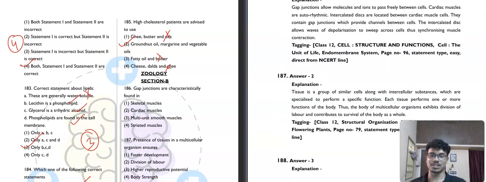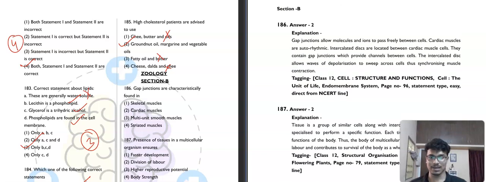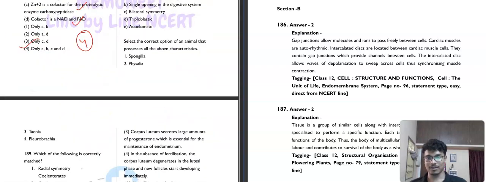It is saying that gap junctions are characteristically found in skeletal muscle, cardiac muscle, multi-unit smooth muscle and striated muscle. So gap junctions are characteristically found in cardiac muscle. Presence of tissue in a multicellular organism ensures faster development, division of labor, higher reproductive potential or body strength. So it ensures division of labor. Okay, so tissue is a group of similar cells along with intercellular substances which are specialized to perform a specific function. So division of labor will be there.